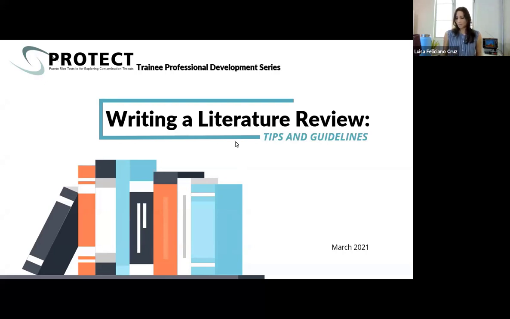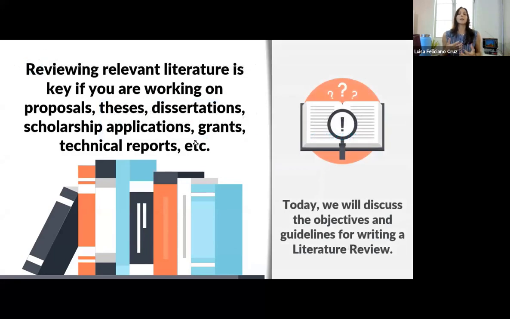So moving forward, it is important to review relevant literature, even if you're starting out, if you're an undergrad, if you're a master's student, PhD, or a postdoc, because we're always working on proposals, theses, dissertations. If you're an undergrad and you're working on a scholarship application, for instance, you might need to work on what they call a letter of proposed research. So you might need to do a literature review too.